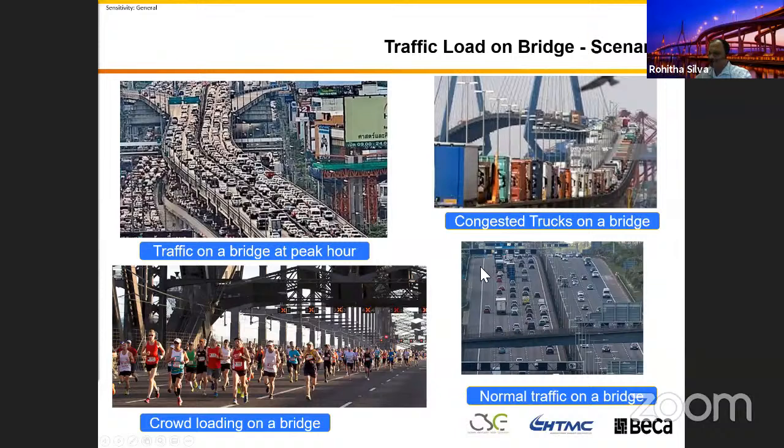And another one you can see on your right-hand bottom, the normal traffic situation. It also looks like there is plenty of space on this bridge, right? So why? Okay, then you get a question. If I ask you a question, which one are you going to pick to design the bridge? I need answers.